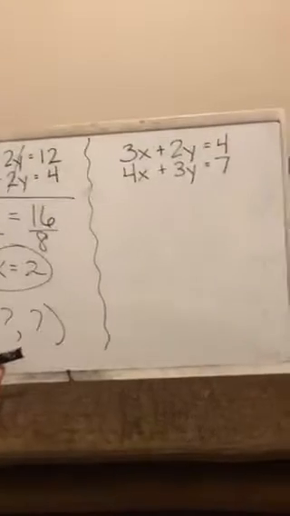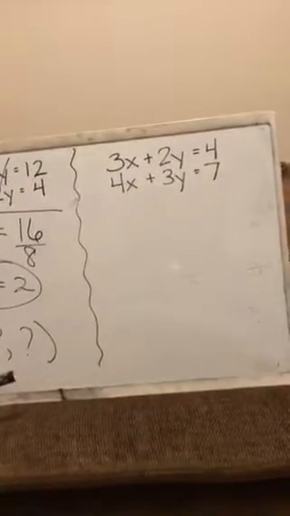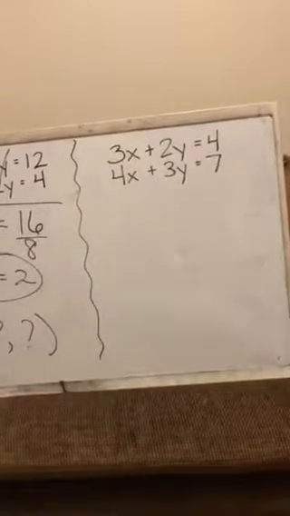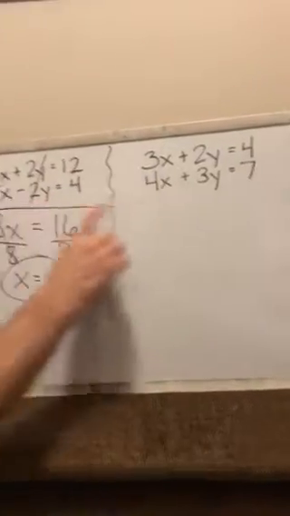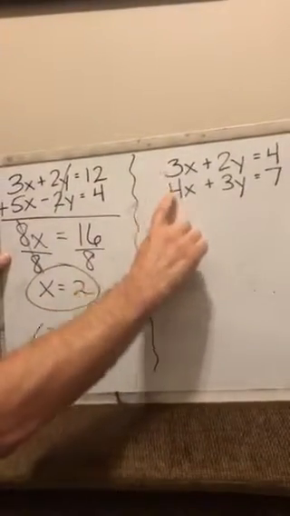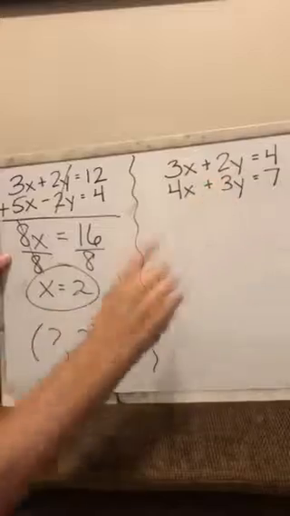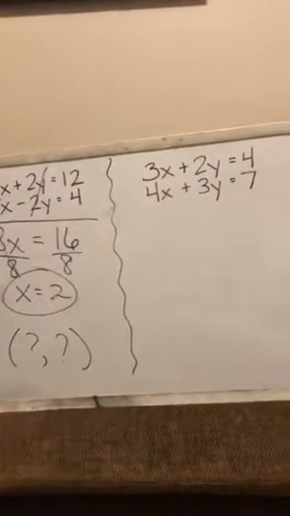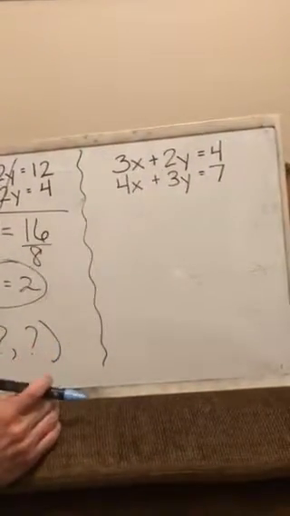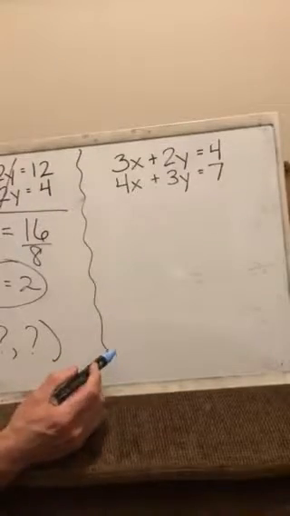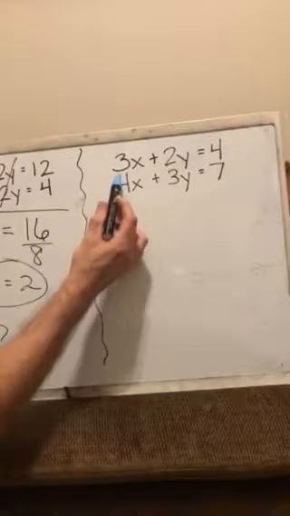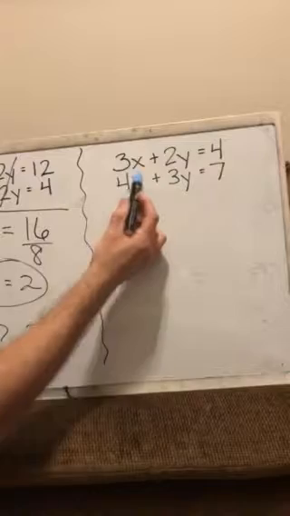Second assignment has problems that are a little bit more difficult. Notice, unlike the first problem, you don't have any opposites. 3x and 4x don't cancel each other out, neither do 2y and 3y. So we want to make them cancel. And you have your choice. I'm going to choose x. I want to make these two numbers opposite.